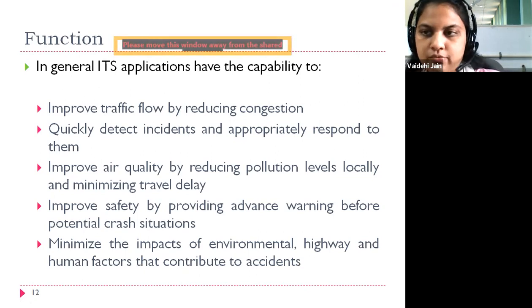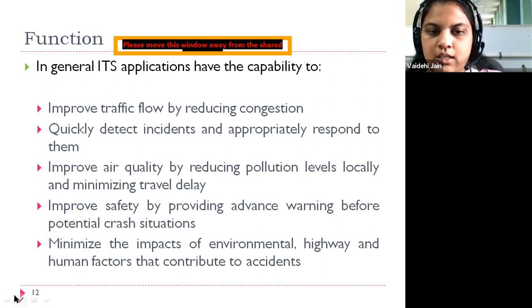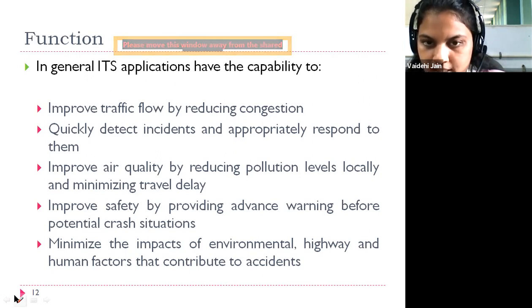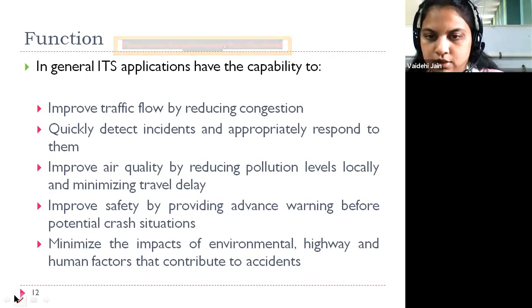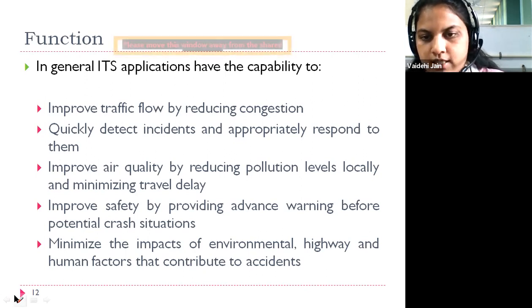It means that if any incident happens on the roadway, and we can quickly detect that incident, we can respond to that. As an example, if we have the information that an accident happened ahead, we can find an alternative route if we get that information well before the time. So this is an example of quick detection of an incident.